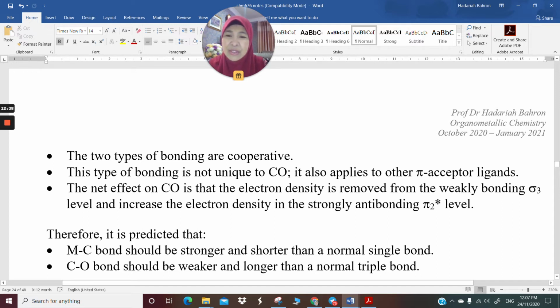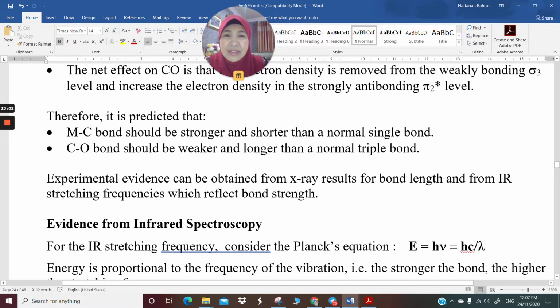The net effect on carbon monoxide is that electron density is removed from the weakly bonding sigma 3 and increased in the strongly antibonding pi 2 level. If you can recall the HOMO and LUMO of carbon monoxide, you will understand this very well. Therefore, the effect of pi back donation on any carbonyl complex is that the metal to carbon bond becomes stronger and shorter than a normal single bond, and the carbon to oxygen bond becomes weaker and longer than a normal triple bond.